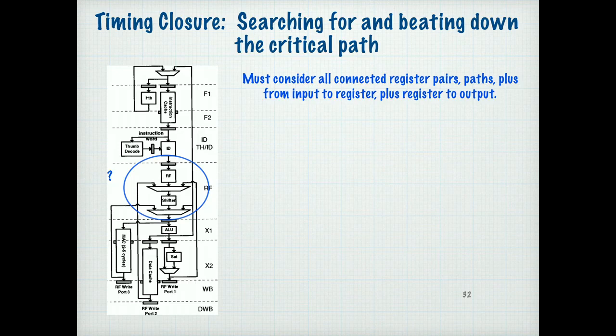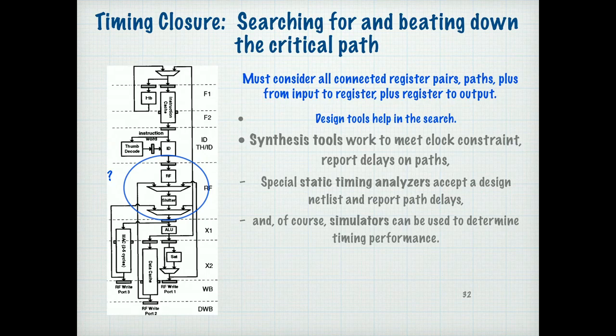You have to consider all the connected register pairs, paths, plus inputs to register, plus registers to output, as I mentioned before. The design tools help in the search. The synthesis tools will work to meet some clock constraint. So when you synthesize a circuit, you can tell it what the target clock frequency is, and it will try to manipulate your circuit to change its structure in a way that it will get the path delay to fit within your constraint, and it will give you a report on the delay on all the paths. There are also special timing analyzer tools that will take your design and report to you what the delay actually is. This is done statically: it just traces through your circuit, adding up the delay along the path. You can also use simulators to simulate a particular clock frequency and make sure everything is okay.